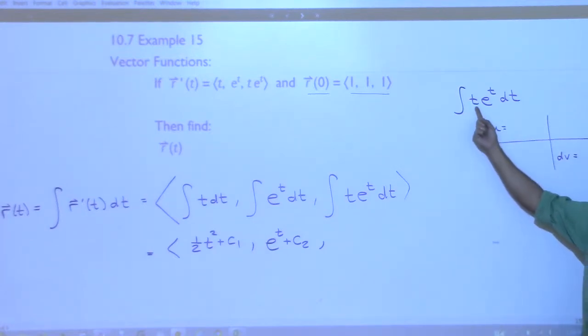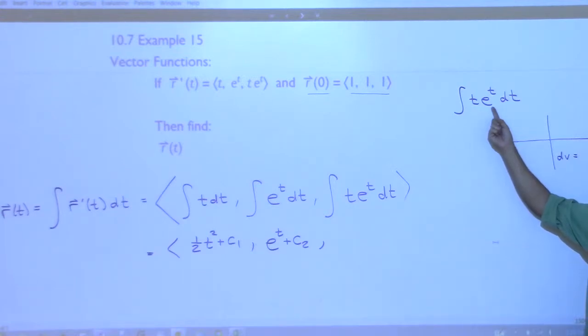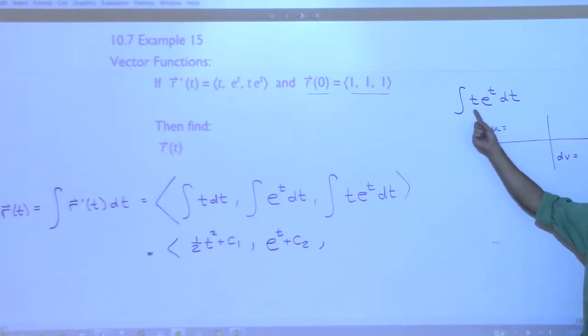Would it be nicer to have this one differentiated and that one integrated? Or would it be better to have this one differentiated and that one integrated? So let's consider both ways. If I differentiate that, that's what? 1, right? There's 1 dt. And if I integrate that, that's just e to the t. So I'm just going to have 1 times e to the t. That's great. I love that.